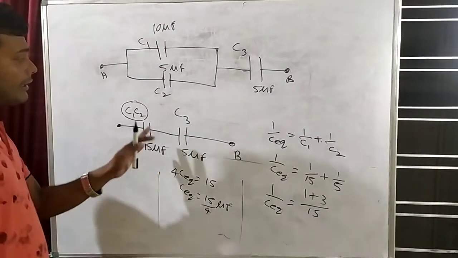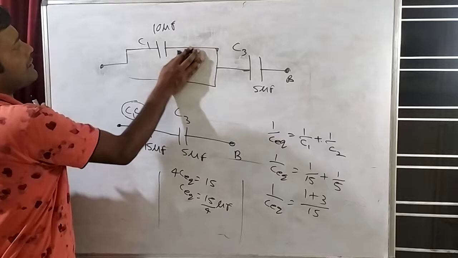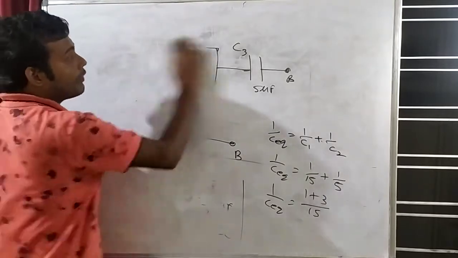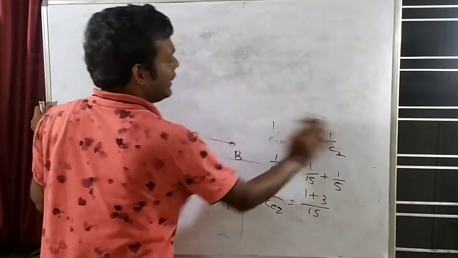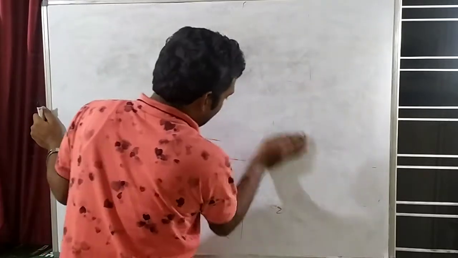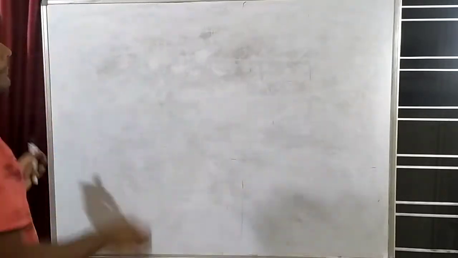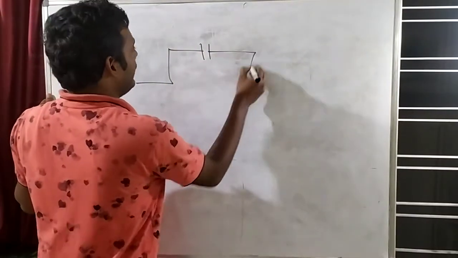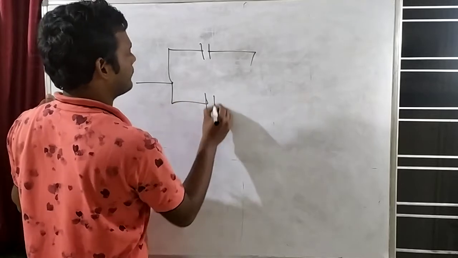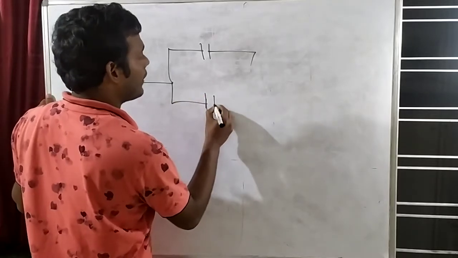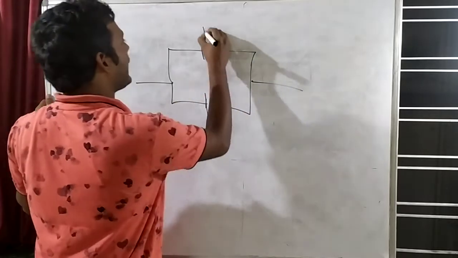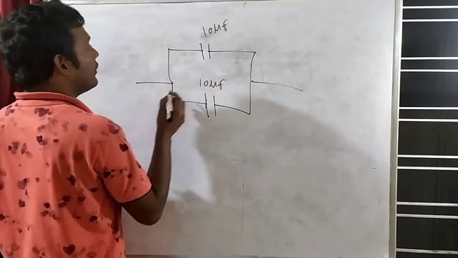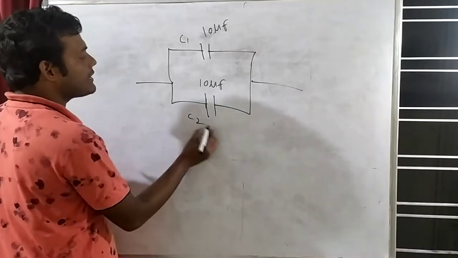Or you can calculate this like this also. For example, see this one. I am telling you some more concept, then you will understand it in a better way. For example, suppose that this is 10 microfarad capacitor and this is also 10 microfarad capacitor. Let's say this is C1 capacitor, this is C2 capacitor.